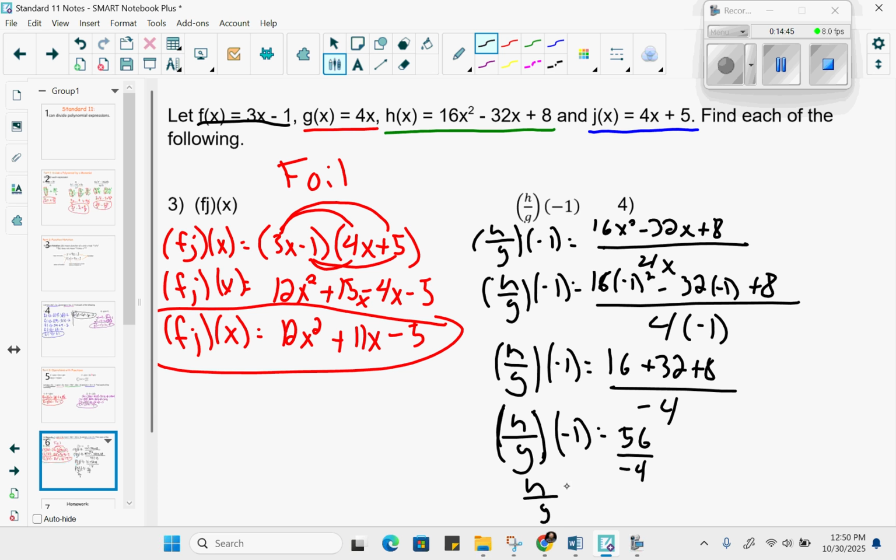h over g of negative 1 equals negative 14. And that's going to be it.